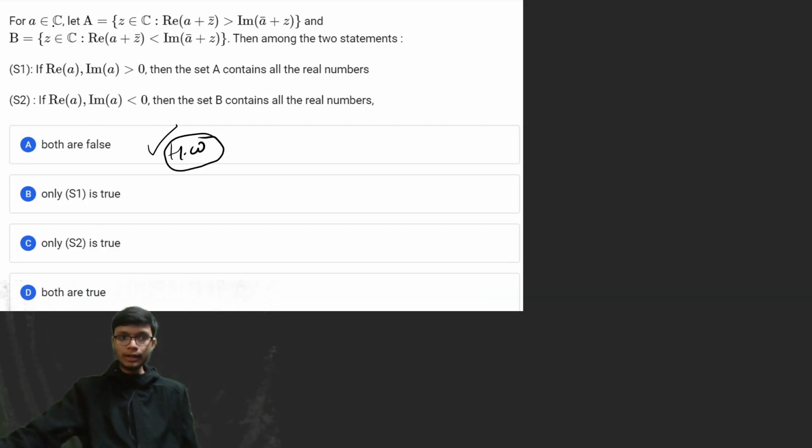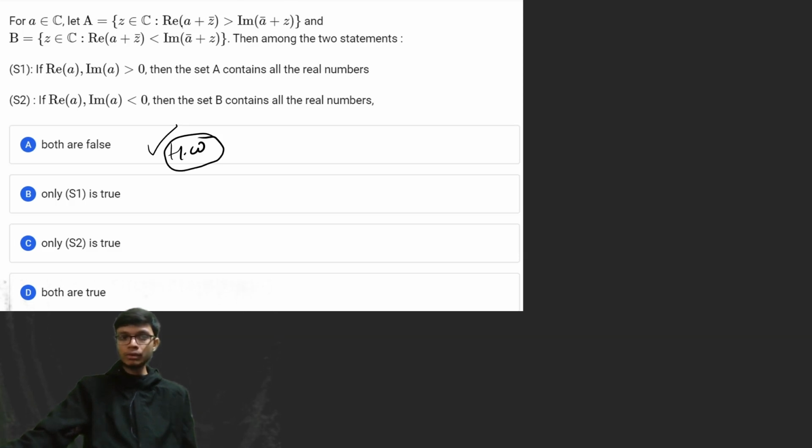So it is saying that a belongs to the complex numbers C, such that the set A, where set A and the small a are different. The set A basically consists of all z, a complex number, such that the real part of a plus modulus of conjugate of z is greater than the imaginary part of conjugate of a plus z. So you have to look for this.